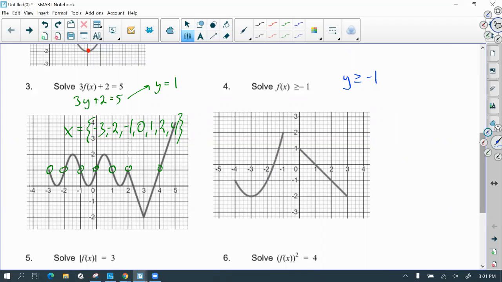Well, here is when y equals -1. And y equals -1 when x is -4. It's equal to -1 or greater than -1 in this interval and also in this interval. So my solution is -4, all of these x values, so everything between -2 and -1, and then all of these x values between 0 and 2.